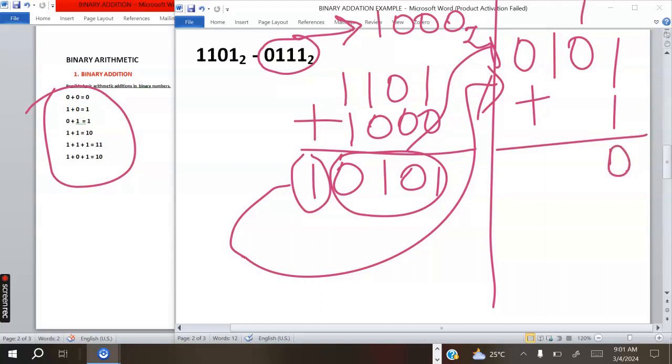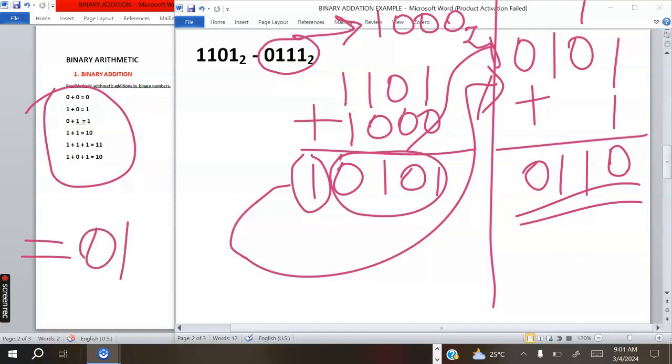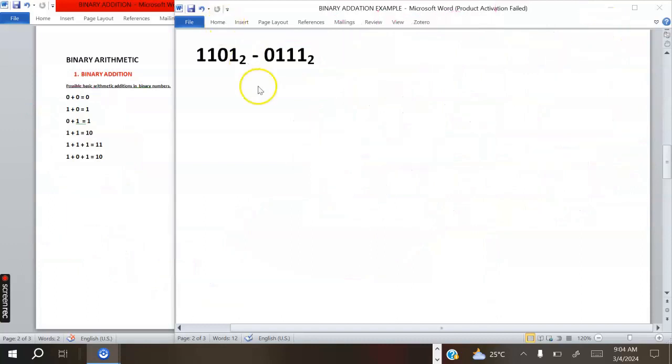1 plus 0 is 1. Then 1 and the other one is 0. So our final answer is 0110. That's simple. Okay, I hope you have understood how to work with one complement. Okay, let's do our last example.